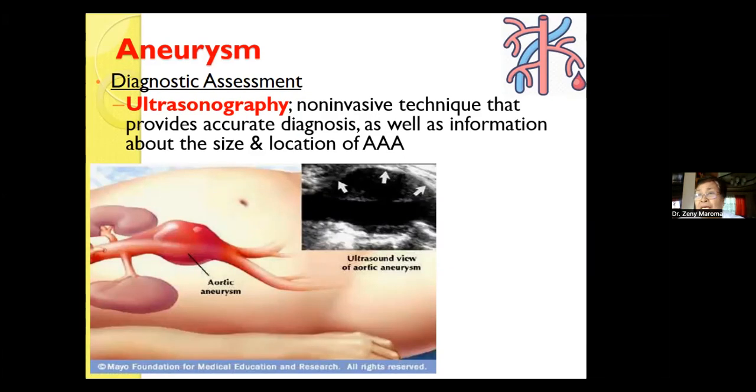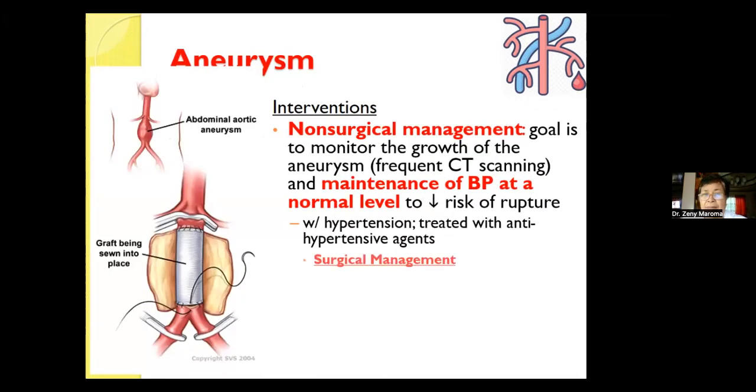And pag confirmed na mayroon AAA, palpation, deep palpation, contraindicated because you would cause rupture of the aneurysm. Pagka may aneurysm na-diagnose, AAA, the condition is already life-threatening. Kaya kailangan nang i-manage ang pasyente.